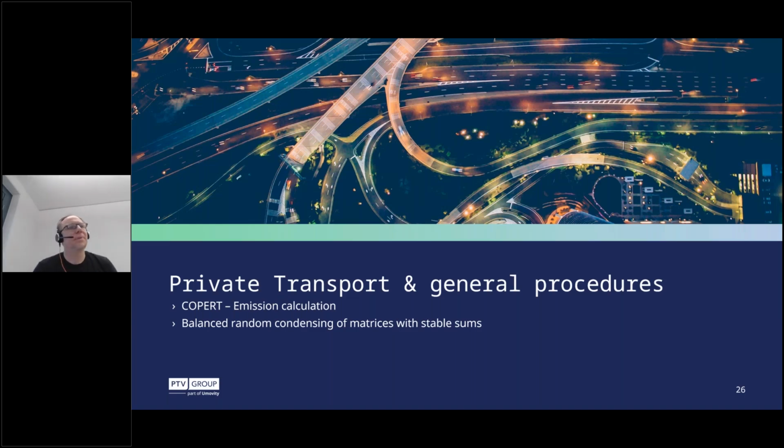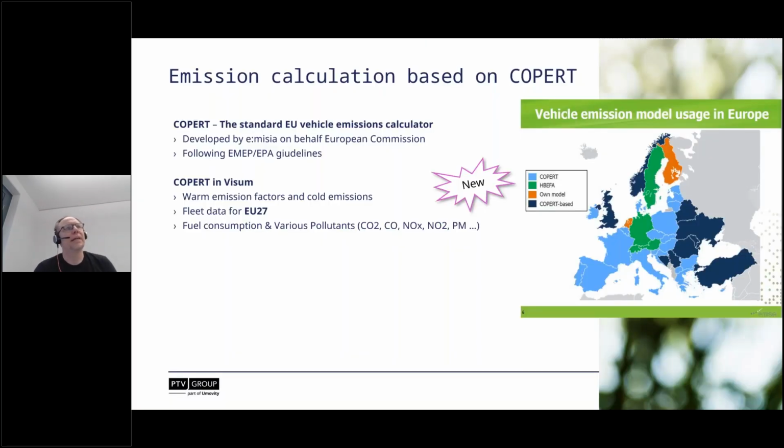Okay, so moving on from public transport to private transport and some more general procedures. In private transport, an exciting addition to Visum is the emission calculation based on COPERT. Visum has been able to calculate emissions based on HB-IFA for quite a long time already. But as you can see on the map, HB-IFA, the emission model, is mostly being used in some German-speaking countries and some other countries. So it's a little bit limited from the geographical scope. And now we've added COPERT as a second emissions model.